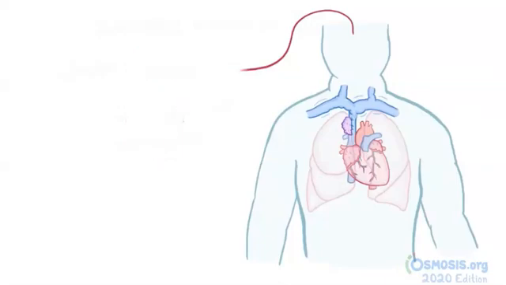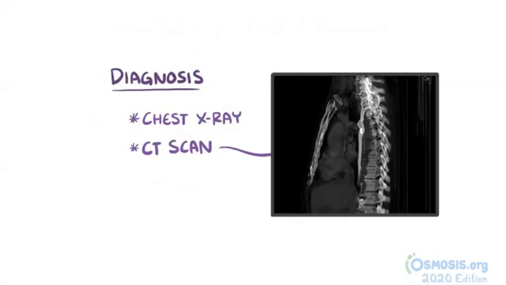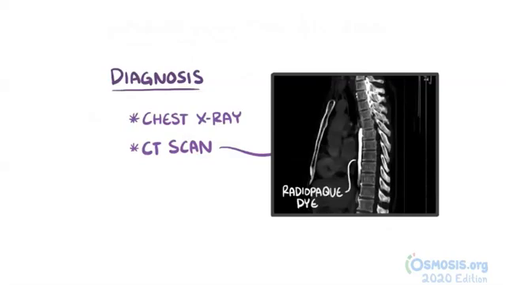If superior vena cava syndrome is suspected, diagnosis can be done by chest X-ray or CT scan, which can be helpful to look for tumors and visualize collateral vessels. This is often done with a radio-opaque dye which is injected into the bloodstream, which can really help show where blood's flowing.